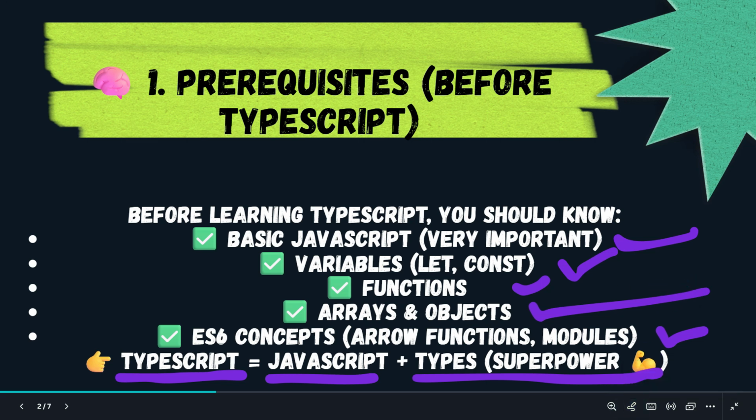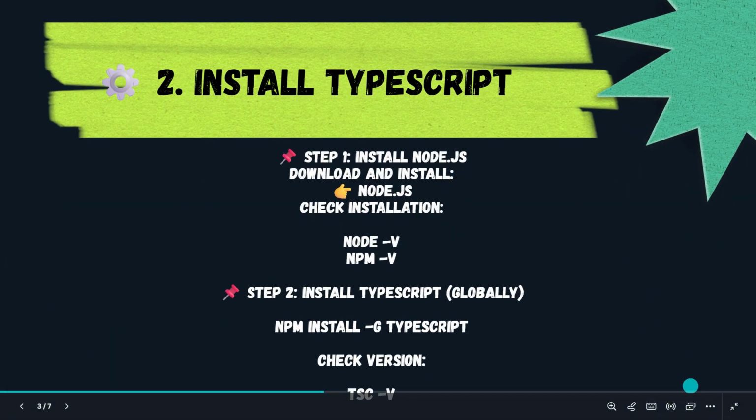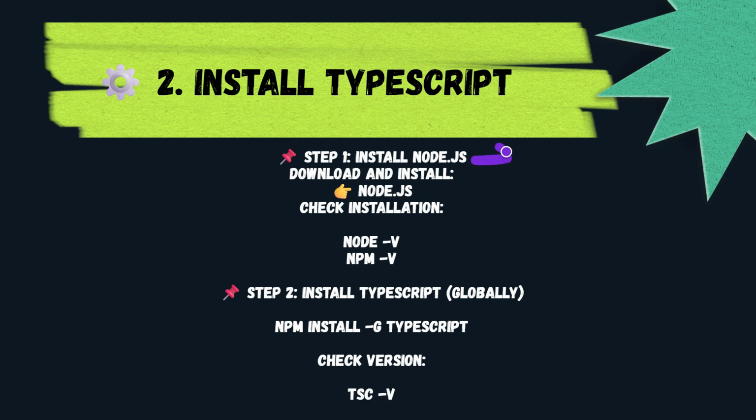Then after that, how to install TypeScript globally. This is the process to install TypeScript on your system. The first step is to install Node.js. Download and install Node.js, then check the installation with node -v and npm -v. When you install Node.js, you automatically get npm.